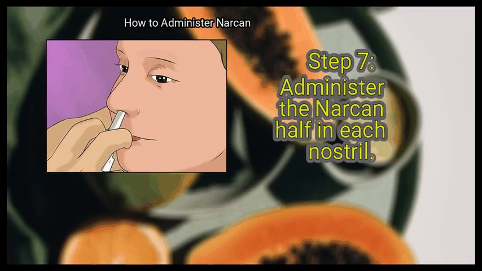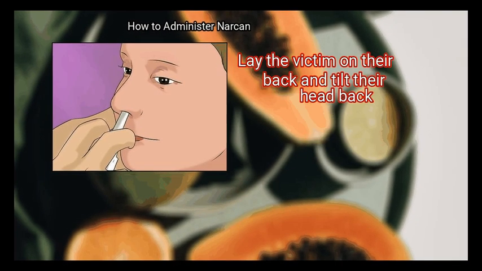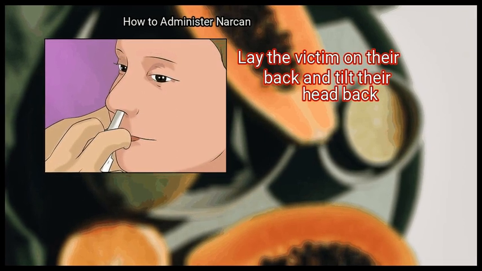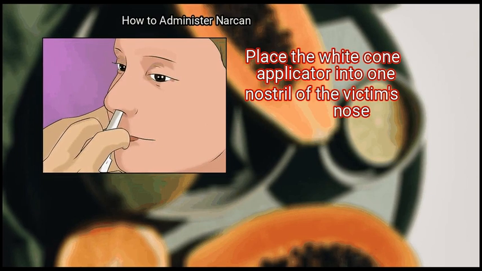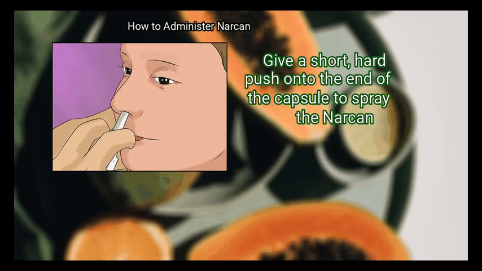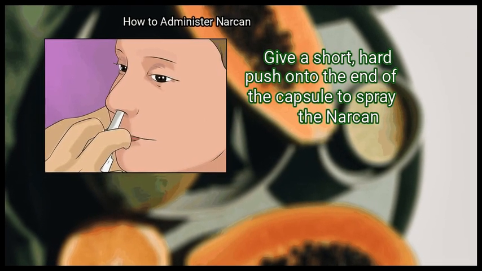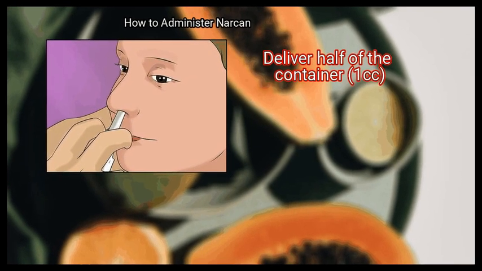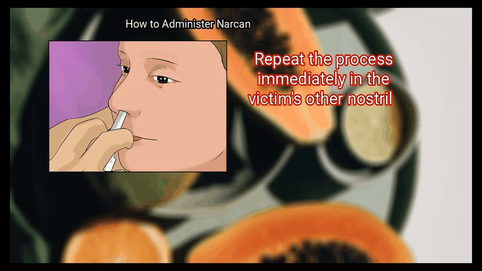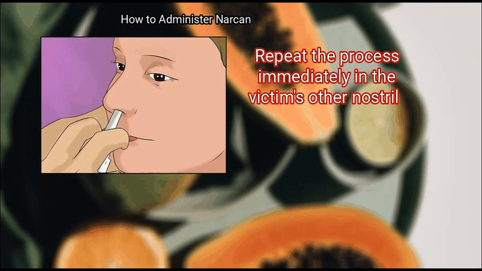Finally, administer the Narcan, half in each nostril. Lay the victim on their back and tilt their head back. Place the white cone applicator into one nostril of the victim's nose. Give a short, hard push onto the end of the capsule to spray the Narcan. Deliver half of the container, 1 cc. Repeat the process immediately in the victim's other nostril.